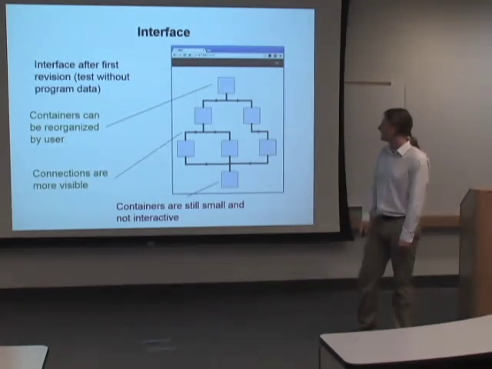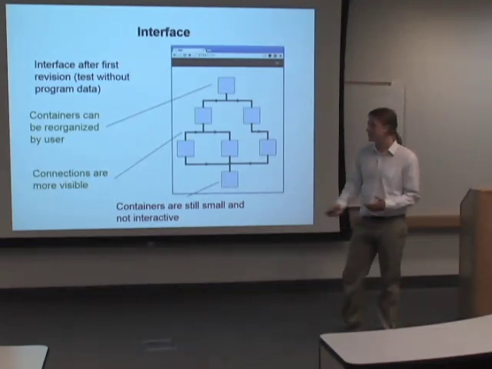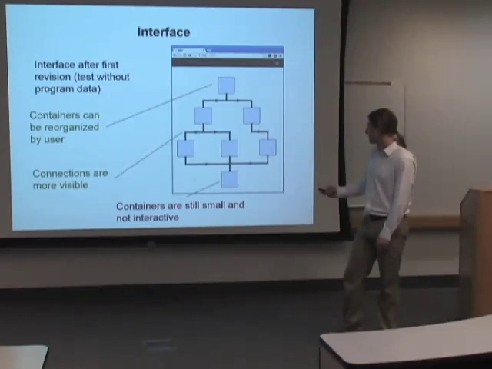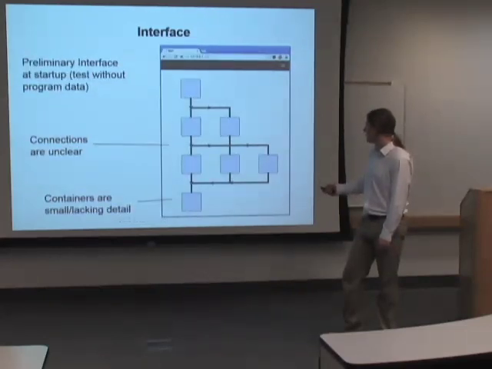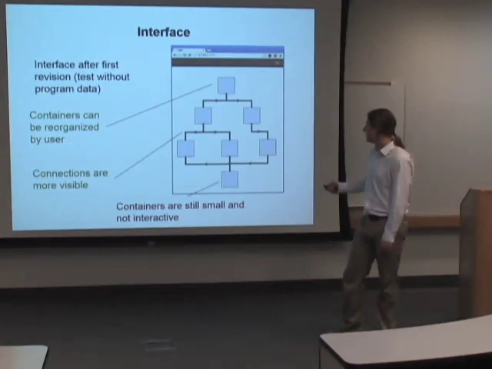So one of the very first revisions I did to solve this connection error is I actually allowed the user to click and drag these boxes. So instead of like this, where they're just drawing like that and there's nothing you can do about it, now you can reorganize it. Now you can see the connections behind it.